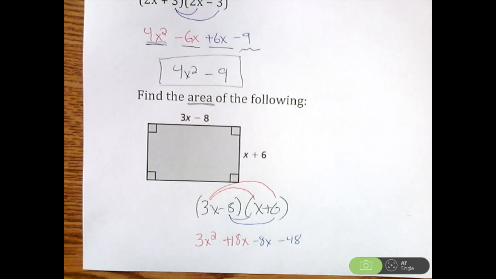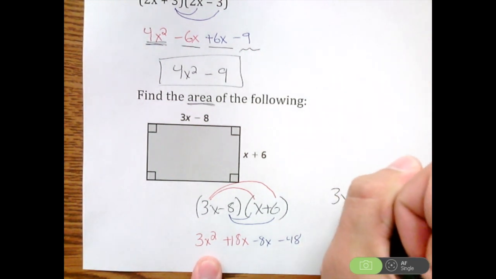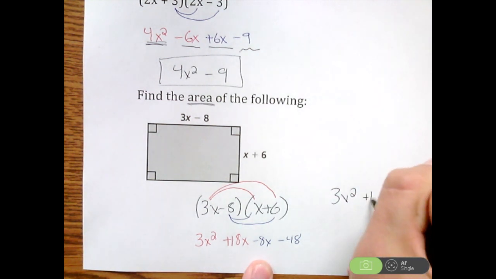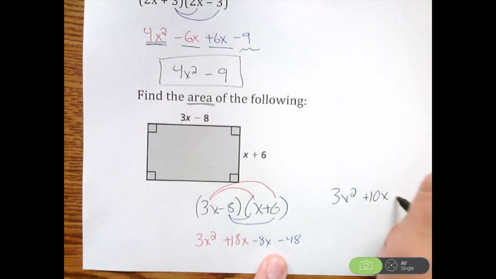So when you combine like terms there, start with the highest power, which is 3x squared. And then 18x minus 8x, which is 10x, and you end with minus 48. So that would be the area of the rectangle. And that is multiplying polynomials 2.